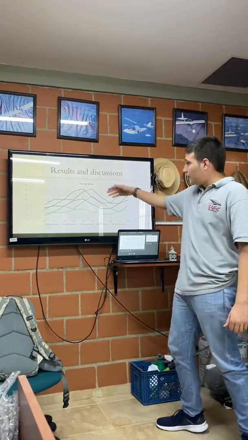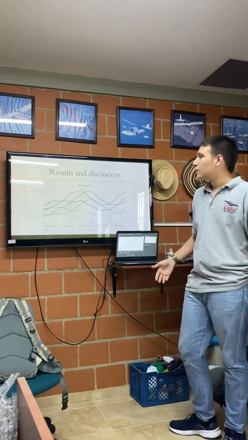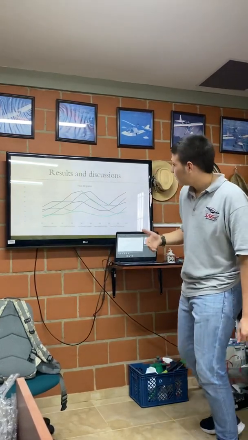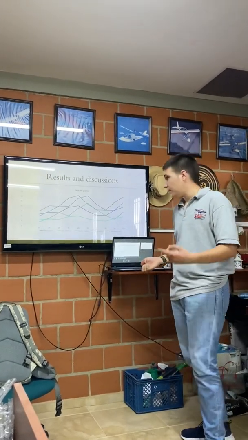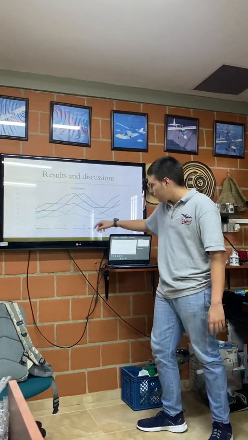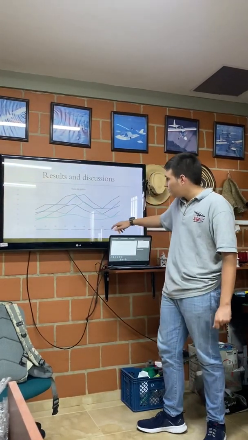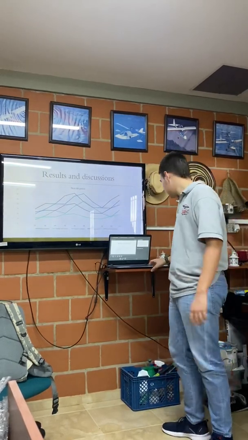Here we have the results, the chart of the information and the data of the graph of the first experiment. Here we can see the generations, the different data, and we have the results in a line graph.